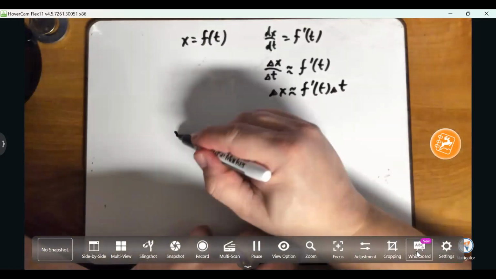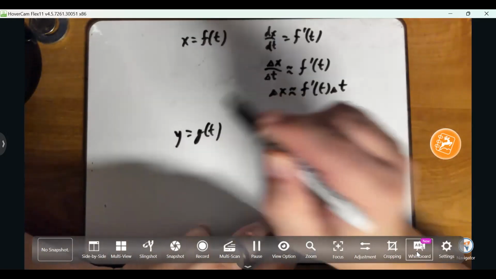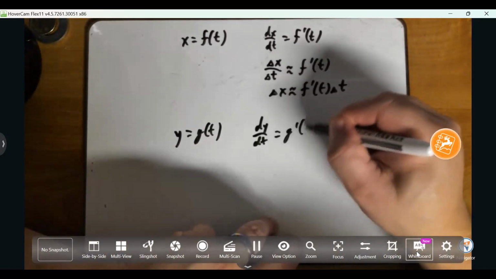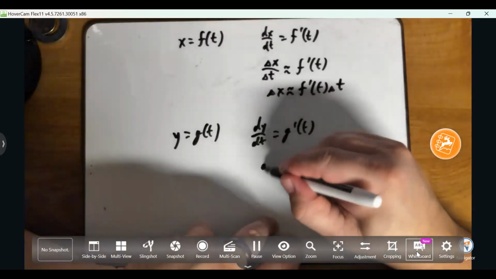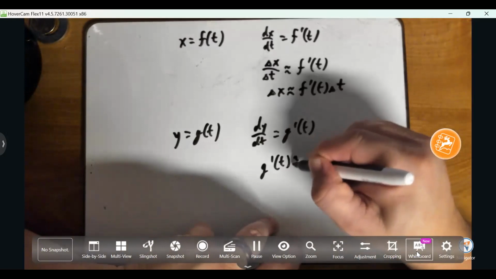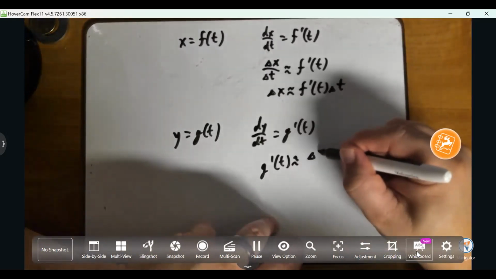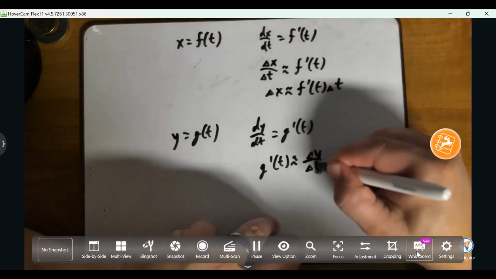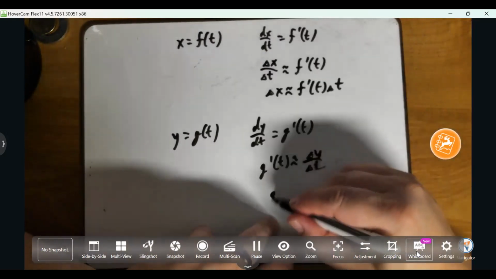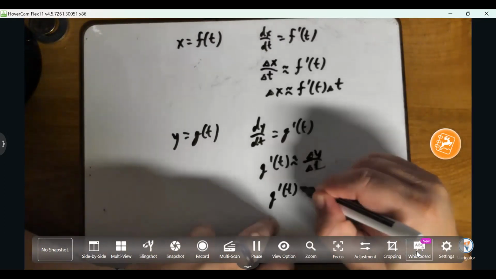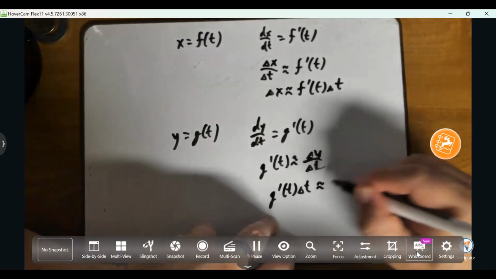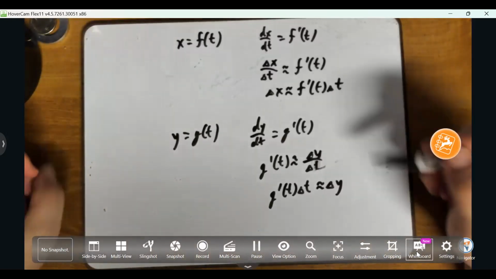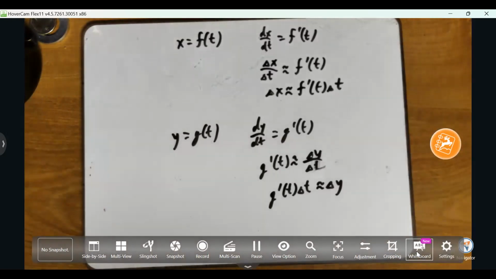Okay, same idea for y is g of t, right? dy dt, that's g prime of t. But if I want to approximate g prime of t, well, that's for small values, delta y over delta t. And so g prime of t times delta t is approximately equal to the change in y. Okay, so that's the linear approximation notion.